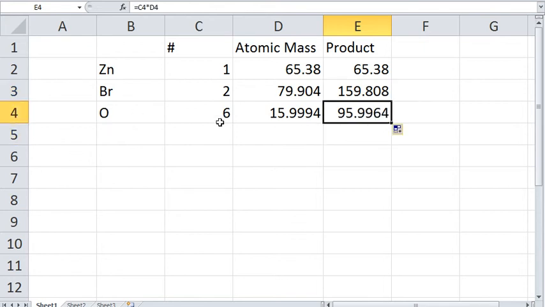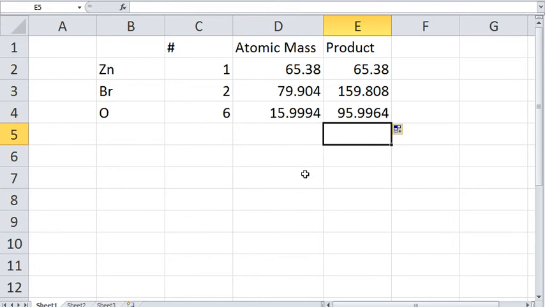So this number is just the product of 6 times 15.9994. And what I'm doing here is I'm trying to figure out what the mass contribution is for every kind of element. So yeah, I know that in the formula, 1 oxygen contributes 15.9994 atomic mass units on average, but what I want to know is what all 6 of them contribute, and that's what I get by multiplying 6 times the mass of each individual one.